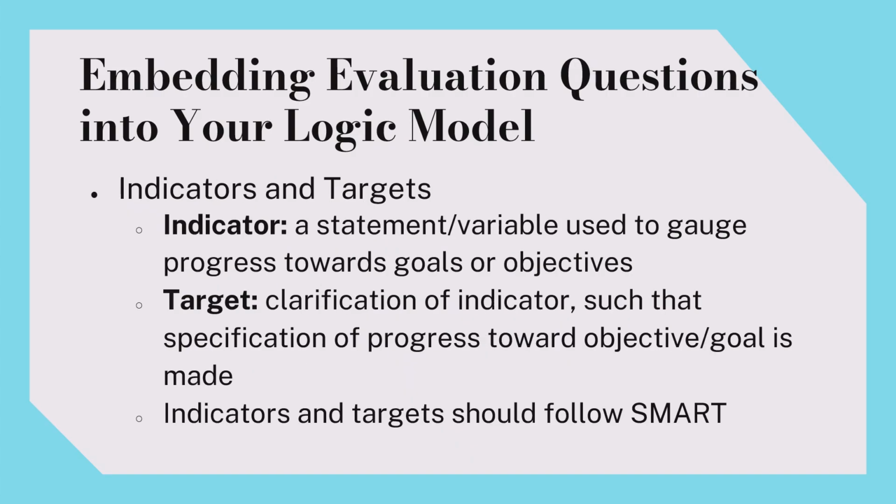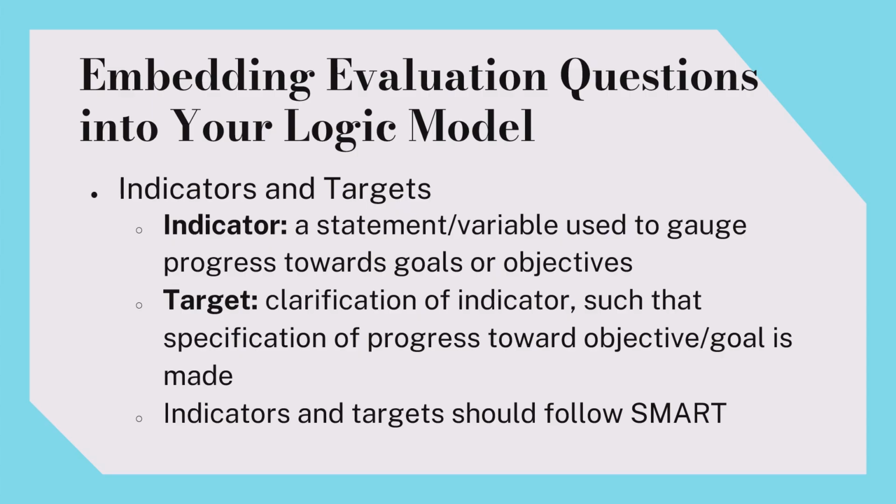Now, when we perform evaluations, we specifically need indicators and we need targets. Indicators, or key indicators, are essentially a statement or a variable used to gauge progress towards goals or objectives. If I look at my long-term care example that I frequently use, if I'm looking at falls per resident, my indicator is going to be number of falls per resident per month.